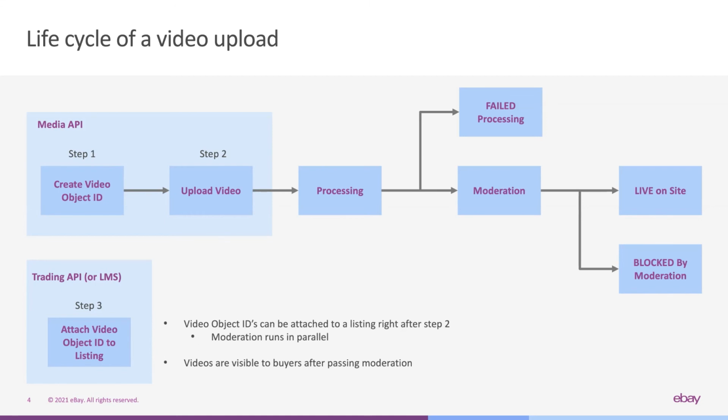As soon as you finish uploading a video, behind the scenes, a process kicks off to do a few things regarding that video. The first is to analyze it, make sure it's the right format, the right length, and be optimized for viewing for buyers on eBay. Now, in some scenarios, that processing might fail, and the uploader would be notified of the reason why, and they can re-upload the video and go from there.